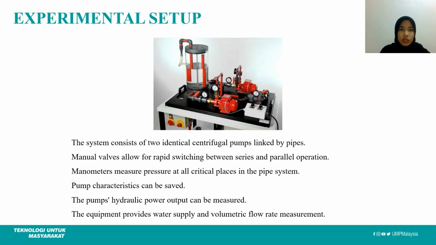For the experimental setup, the system consists of two identical centrifugal pumps linked by pipes. Manual valves allow for rapid switching between series and parallel operation. Manometers measure pressure at all critical places in the pipe system. Pump characteristics can be saved. The pump's hydraulic power output can be measured. The equipment provides water supply and volumetric flow rate measurement.